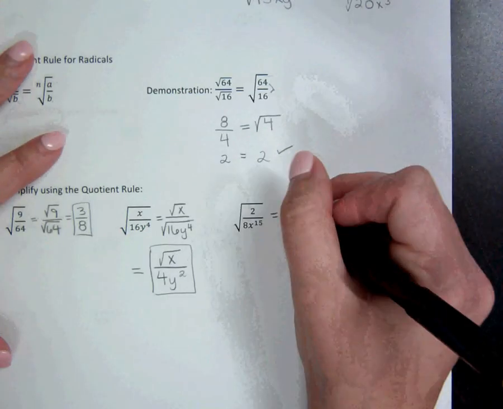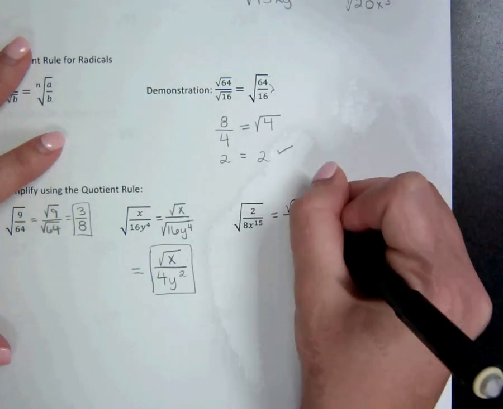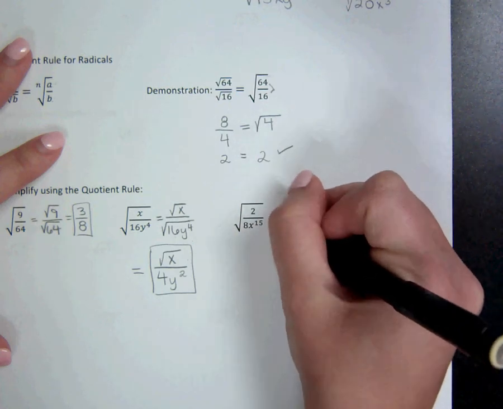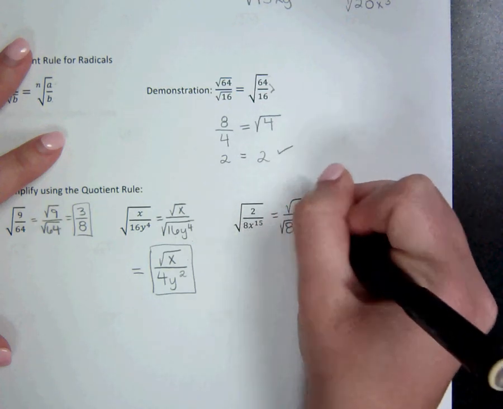Same idea with this one. We have the square root of 2 over the square root of 8 x to the 15th.